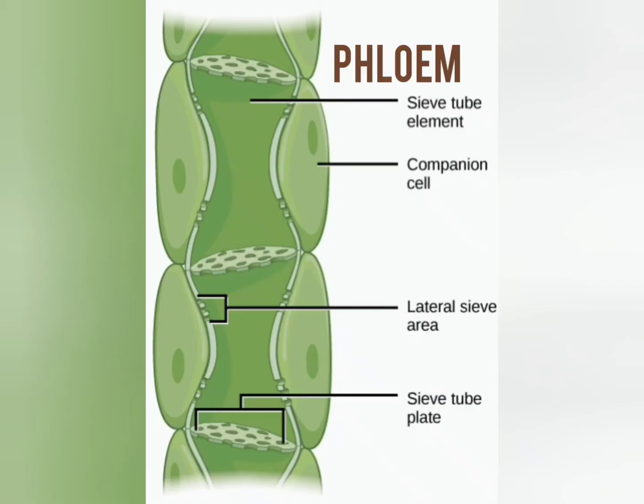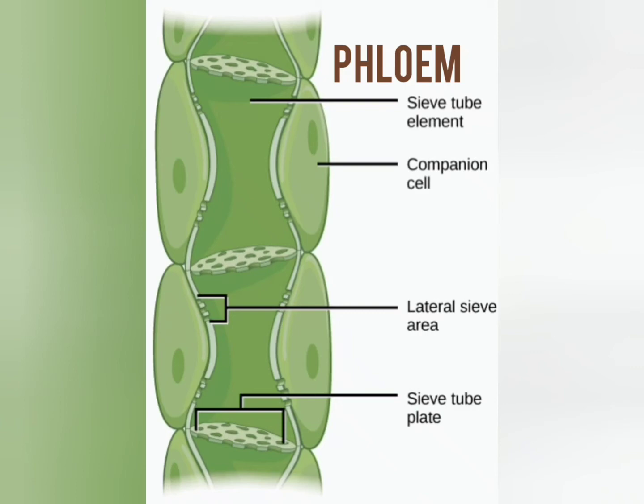So let's start. Phloem is a complex permanent tissue which takes part in conduction of organic food inside the plant. Phloem is called living conducting tissue as its transport channels are made up of living cells. It is also called bast. Phloem is made up of four types of elements: sieve tubes, companion cells, phloem parenchyma and phloem fibers.